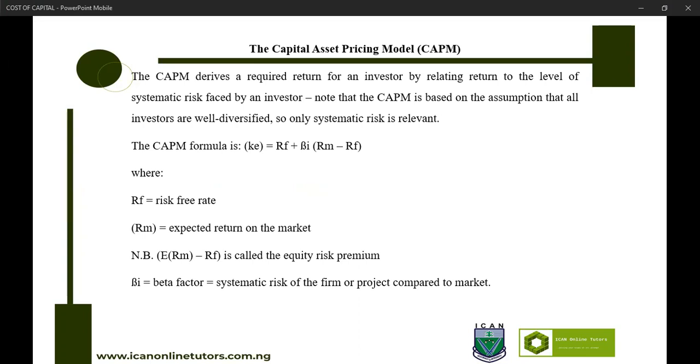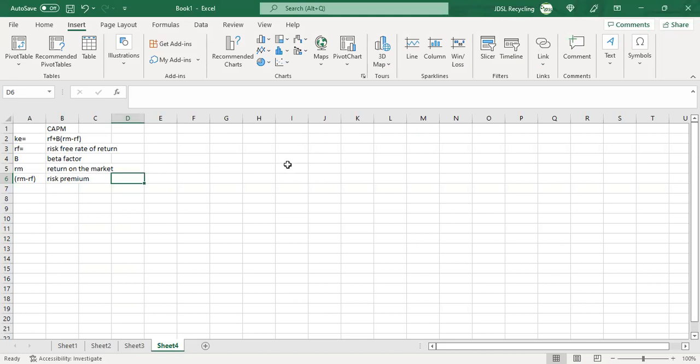We have the risk-free rate, and the formula is KE equals RF. RF is represented as the risk-free rate of return. We have the B, which is the beta factor. Beta factor is another topic on its own.